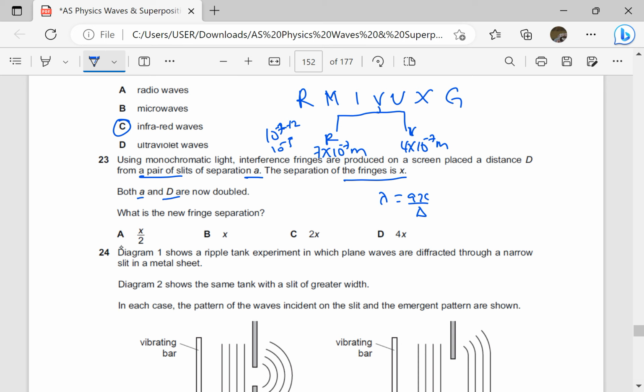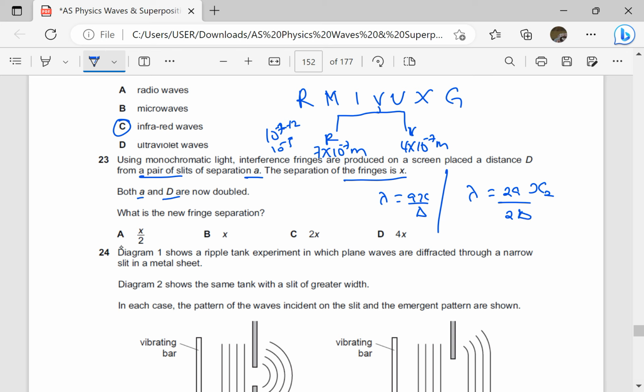using monochromatic light, interference fringes are produced on a screen placed a distance D from a pair of slits of separation A. The separation of the fringes is x. That is for the first condition. Both A and D are now doubled. So the wavelength has not changed. A has been doubled, so it is twice A. Now I'm going to call the second value of x, x2. Then D is also doubled, so this is going to be twice D.